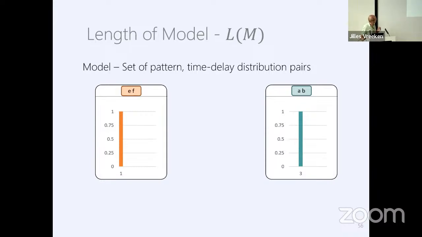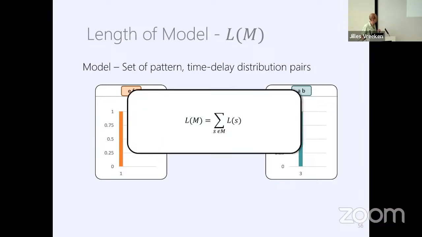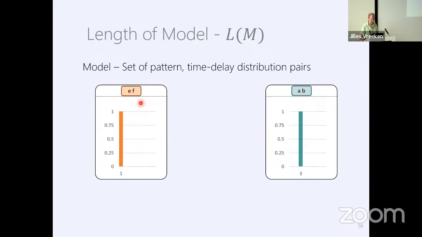What do we have here? We have pattern EF and we have pattern AB. Both are good patterns, right? Essentially, what it comes down to is that the cost of the model is a sum for all the patterns. This is the cost of a pattern. And a pattern is essentially the cost of this here. We're not looking at the histograms just yet.